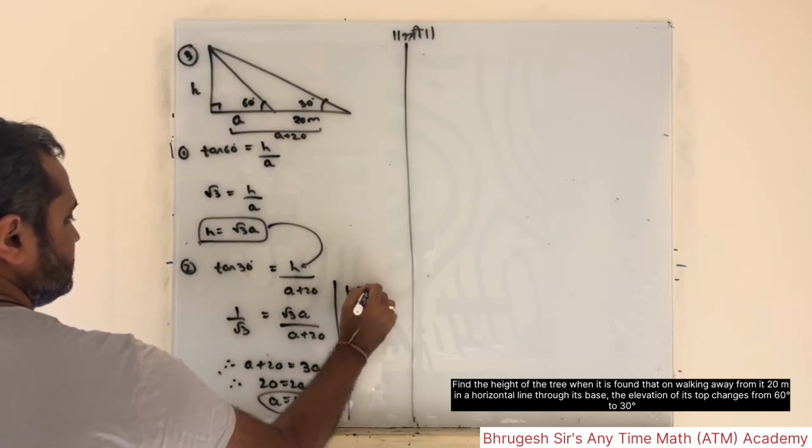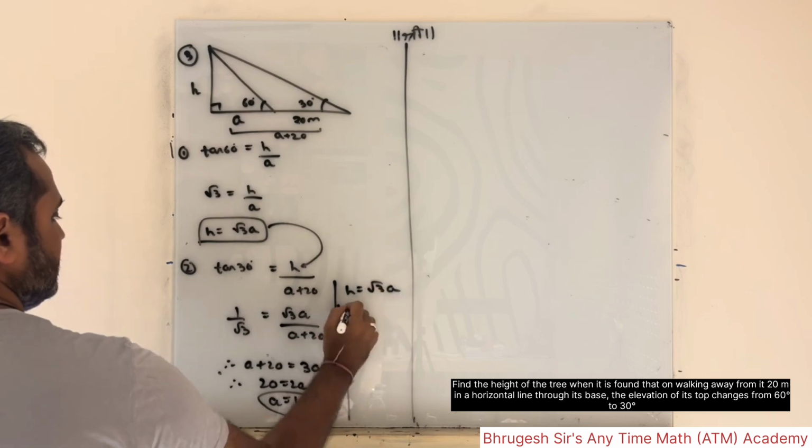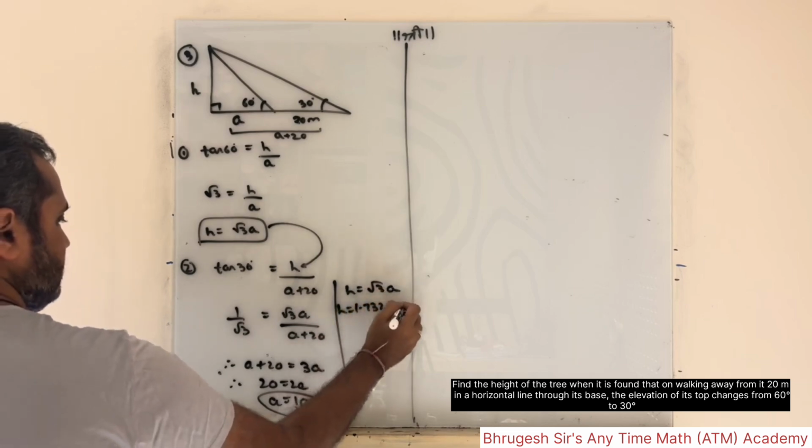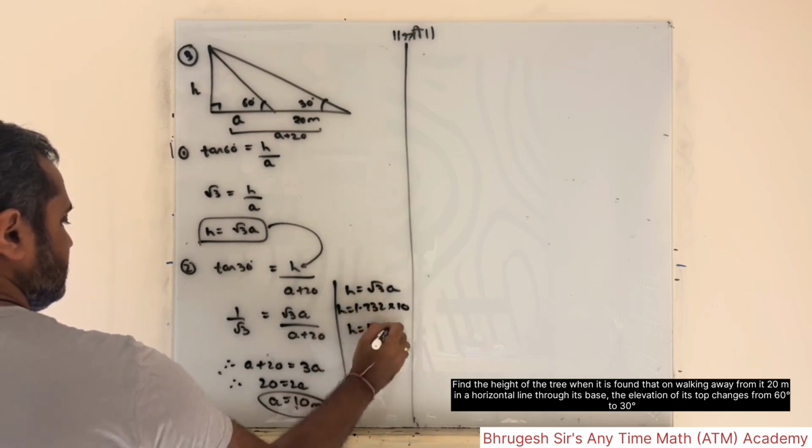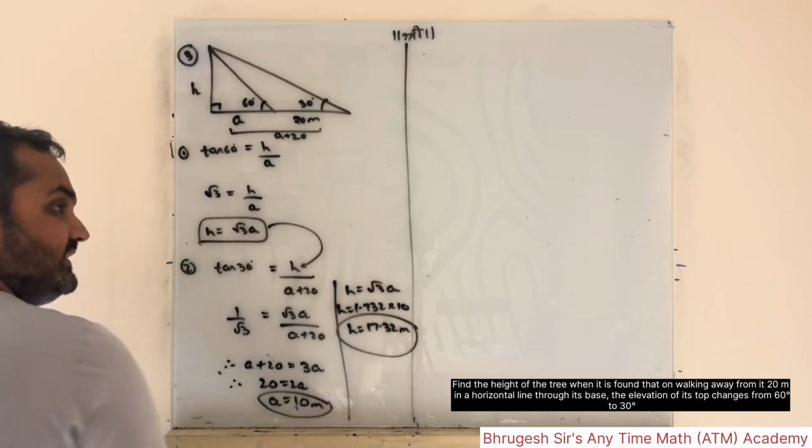Therefore our h is root 3 a, beta. 1.732 into 10. That is 17.32. Easy, beta.